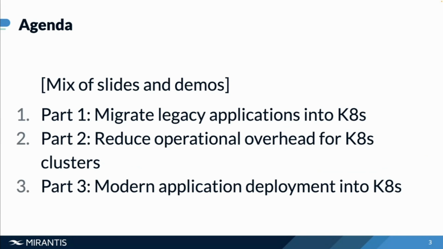So part 1 is going to be how we can migrate existing legacy applications into Kubernetes. The second part will be about reducing the operational overhead for these Kubernetes clusters. Okay, so we have migrated the application into Kubernetes, but then we also need to manage these Kubernetes clusters. So how we can reduce that operational overhead. And then finally, in part 3, we'll be looking at how we can accelerate, through the concept of ZeroOps, the modern application deployment into Kubernetes.